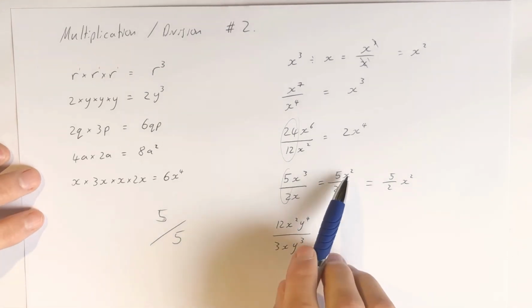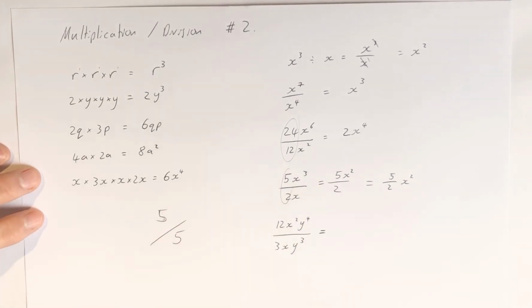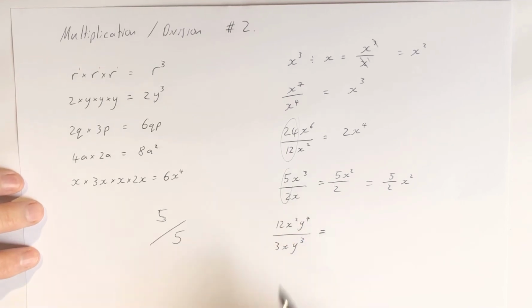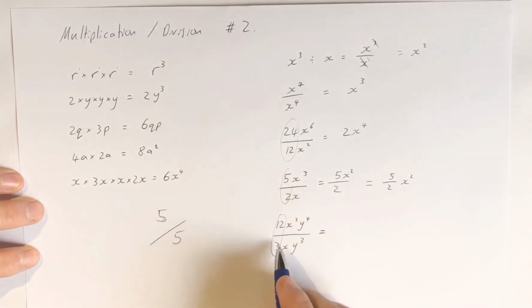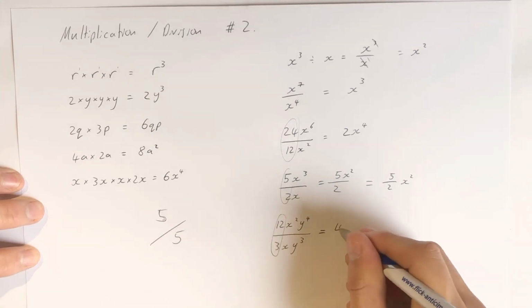I like to have my x's in the numerator, just in case I'm going to be cancelling down, it just makes things a wee bit easier. Right, this gnarly thing looks pretty scary, but we just look at that 12 over 3, and we know that 3 goes into 12 4 times.